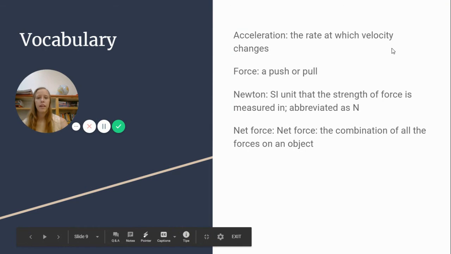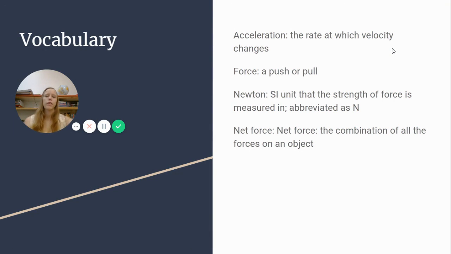So our vocabulary: acceleration is the rate at which velocity changes. Force is a push or pull. A Newton is an SI unit that the strength of force is measured in. And a net force is the combination of all the forces on an object.